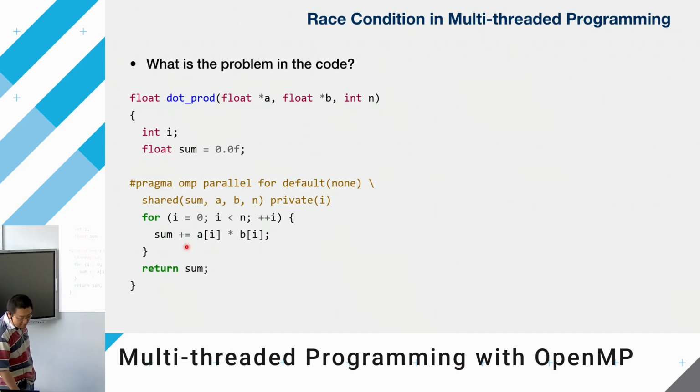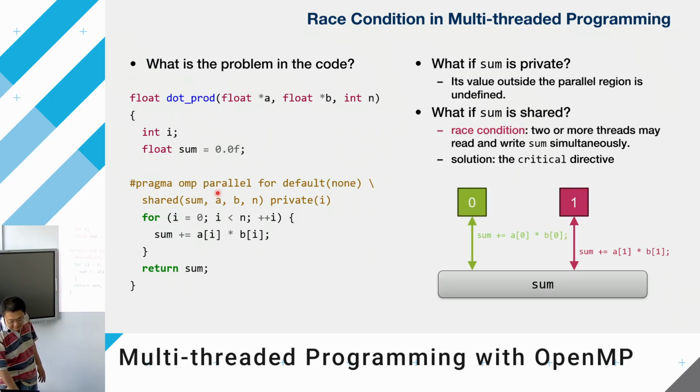and then returns the dot product, the sum. The loop is very simple, just a for loop that calculates the sum. A naive implementation would be just a copy paste. Previously we talked about parallel for, default, shared, private, and so on. Put it there and just let it run. But unfortunately, it does not work.